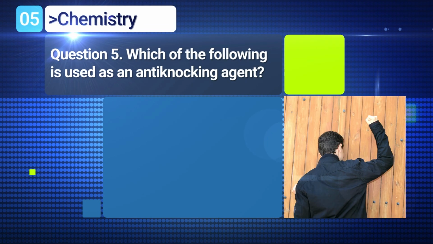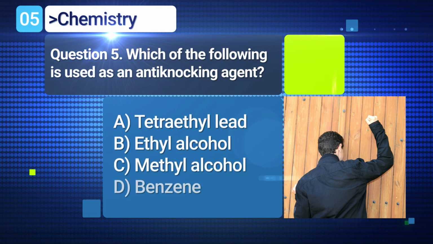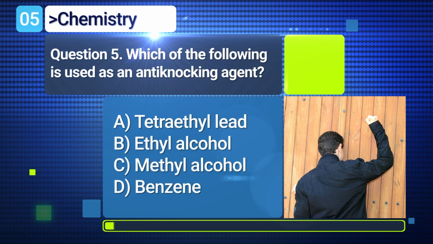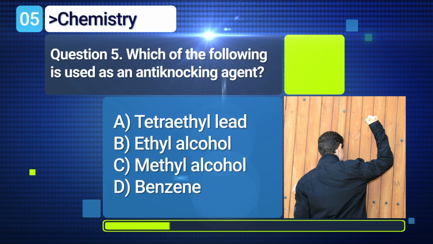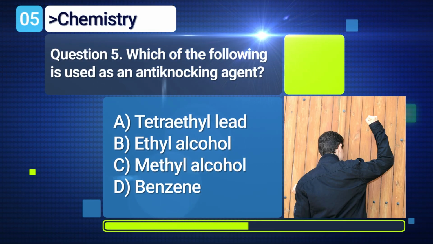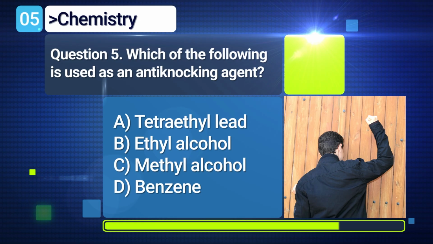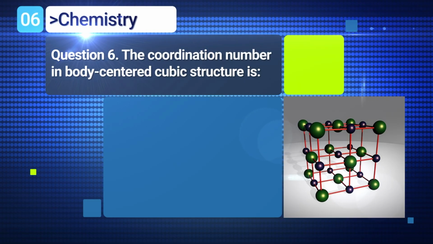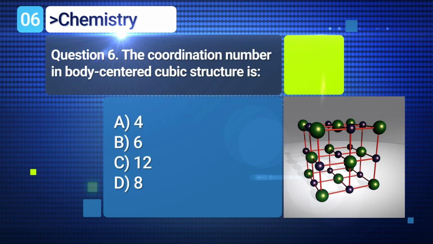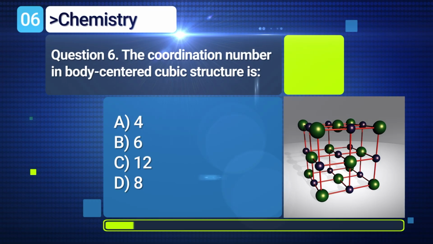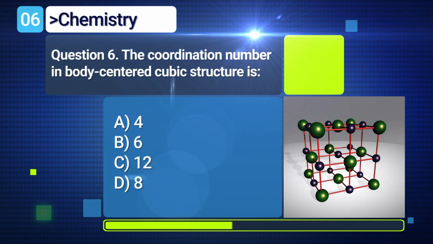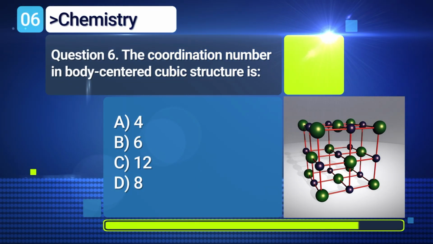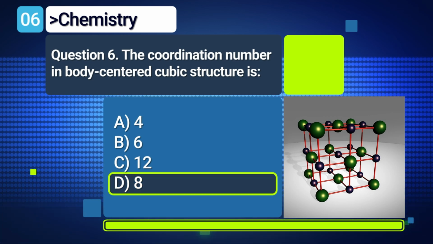Question 5. Which of the following is used as an anti-knocking agent? A. Tetraethyl lead. B. Ethyl alcohol. C. Methyl alcohol. D. Benzene. Answer A. Tetraethyl lead. Question 6. The coordination number in body-centered cubic structure is A. 4. B. 6. C. 12. D. 8. Answer D. 8.